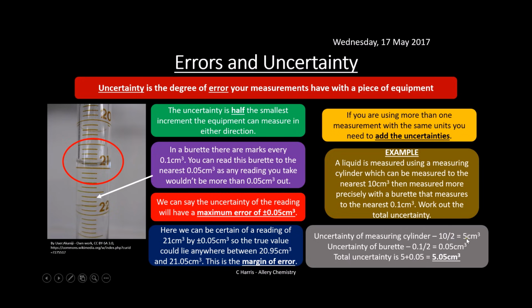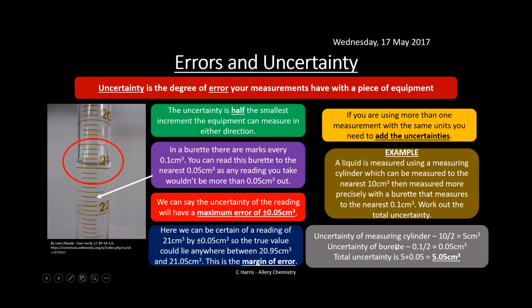So that's 5 centimeters cubed. That's how precise we can be. And the uncertainty of the burette is 0.1, because that was the measurement we used, divided by 2 is 0.05 centimeters cubed. So the total uncertainty is basically just 5 plus 0.05 is 5.05 centimeters cubed. So every bit of equipment you use, measure the uncertainty, and you just keep adding them up.